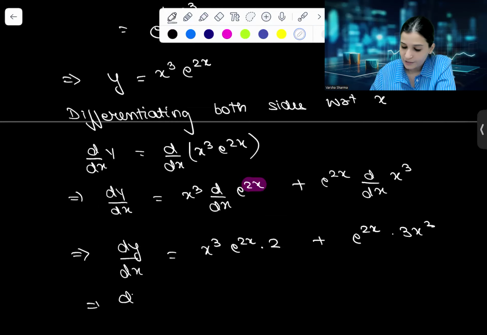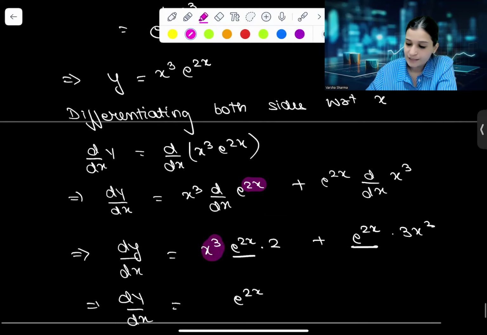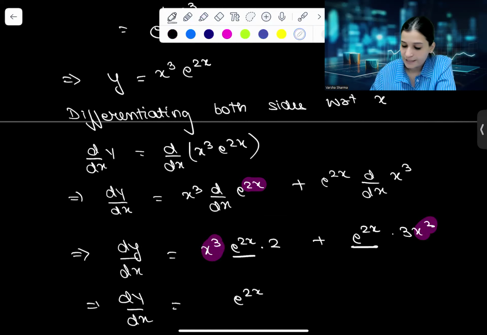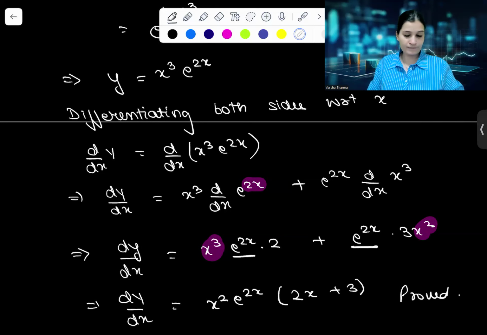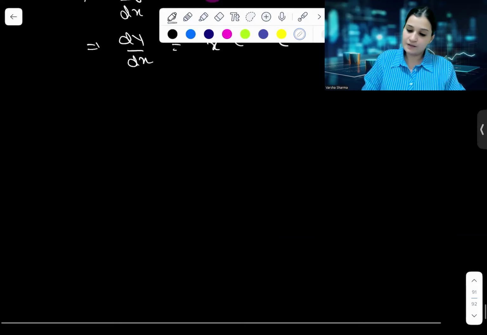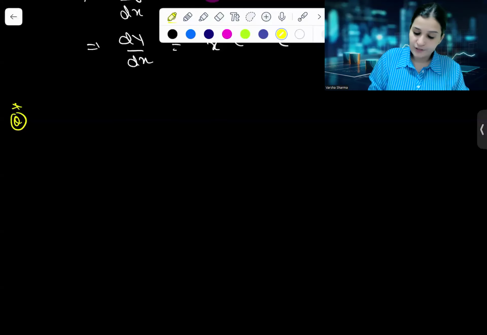Now, looking at what we have to prove, I can take e power 2x common. Here x is 3 times and here 2 times, so we can take x square common. I am left with 2x plus 3. That is what you wanted. So proved. Clear? Yes, ma'am. Question, an extremely important question.